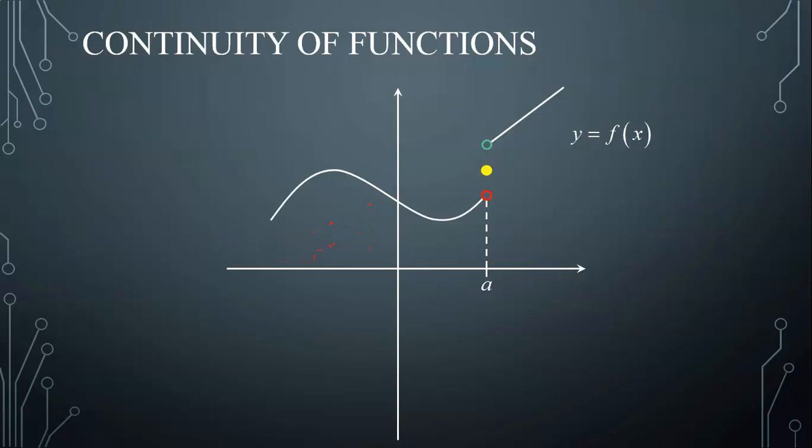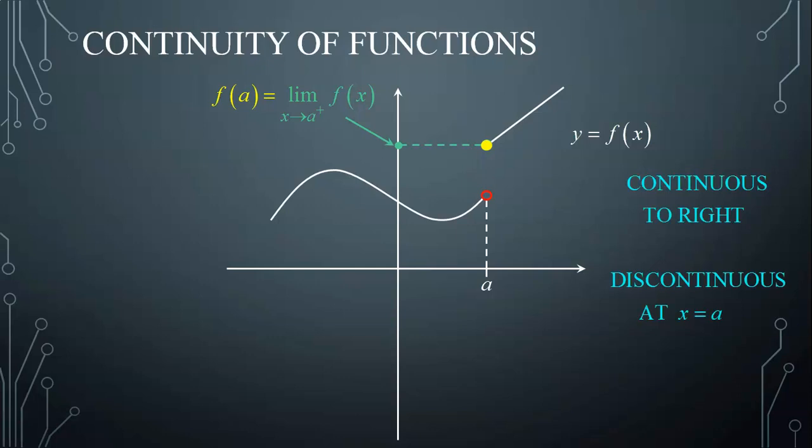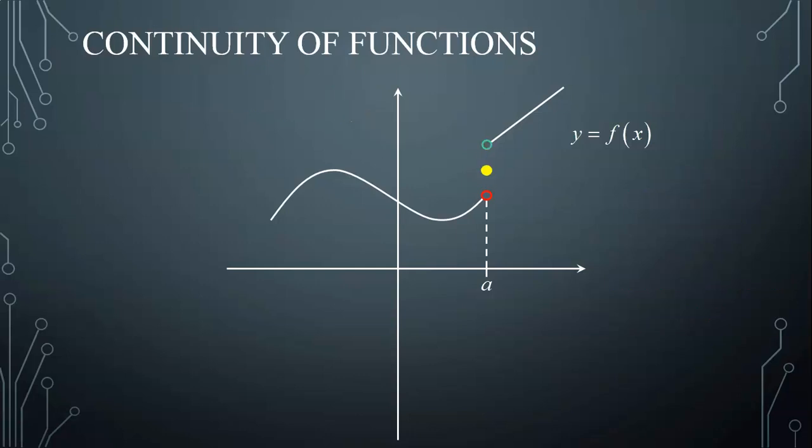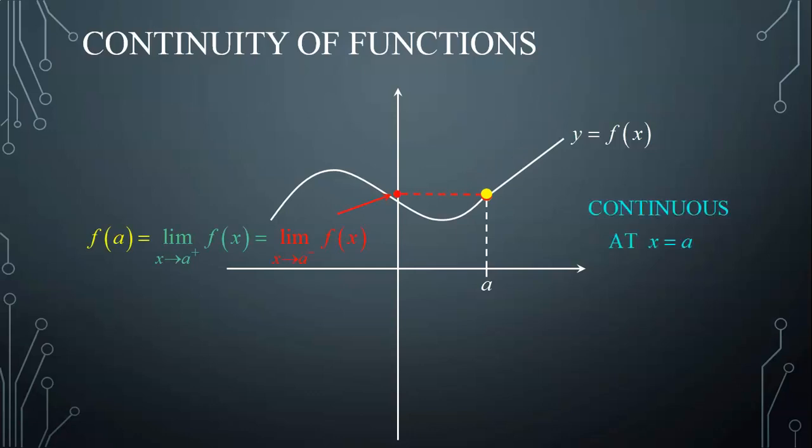However, when f of a, that full dot, coincides with the point whose ordinate is the limit when x is approaching a from the right, we would obtain that the limit of f of x to the right of a equals f of a. In that case, the function would still be discontinuous at x equals a, but would be continuous to the right of a. However, it's in the case where these three points overlap and their y values are equal that the function is considered to be continuous at x equals a.